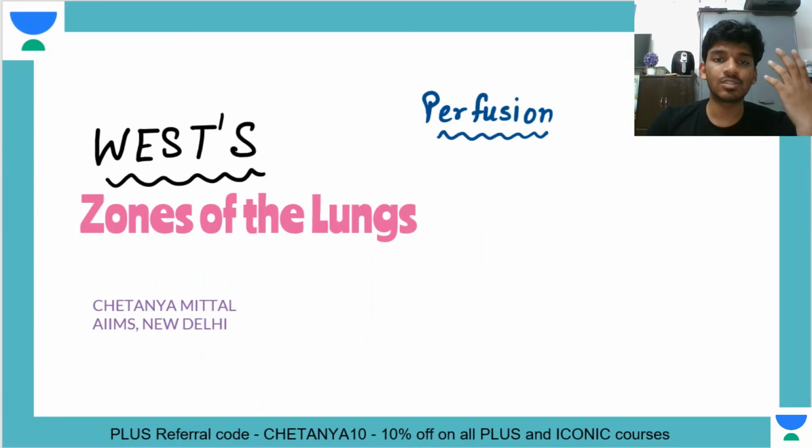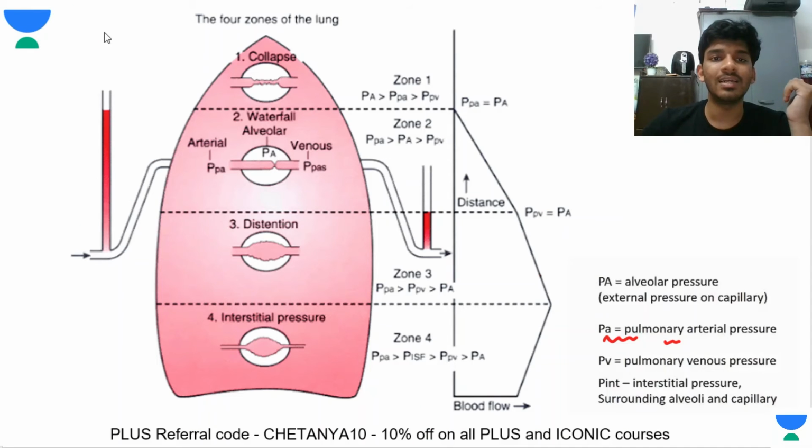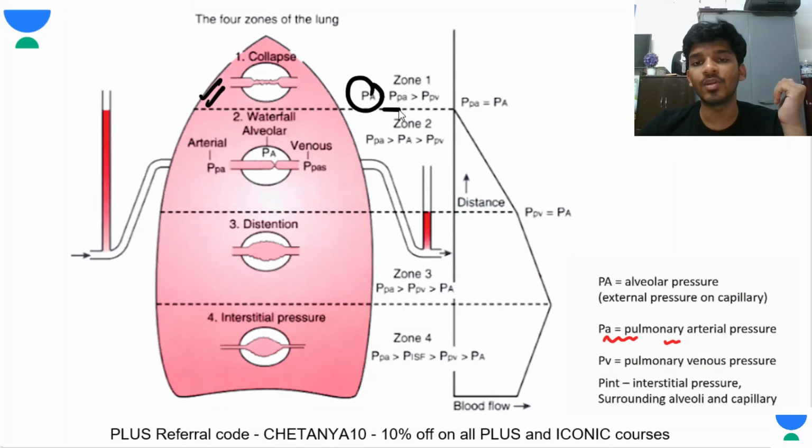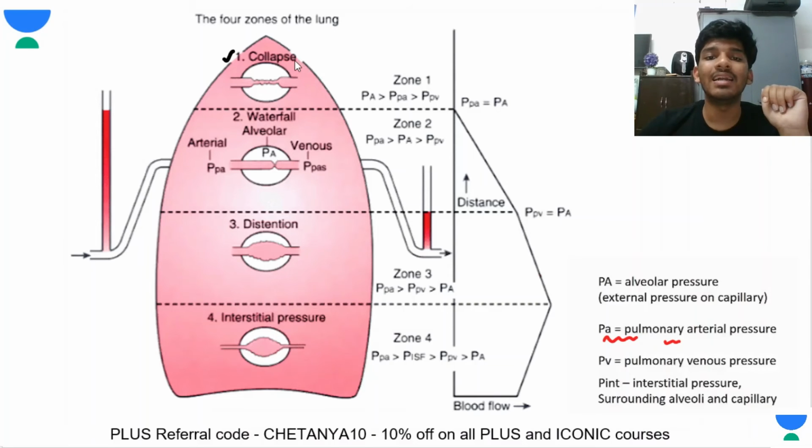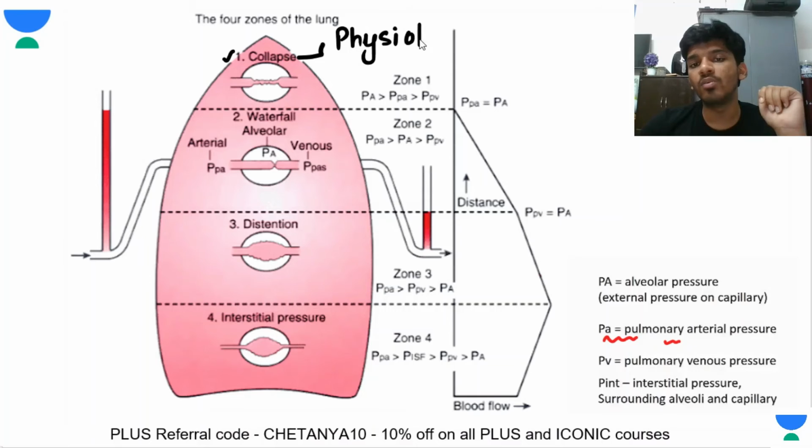Okay. So let's quickly summarize it. Zone 1, we said it is the zone of collapse, where the pressure in the alveoli is greater than the arterial pressure and the venous pressure. Okay. First thing, very clear. Zone 1, zone of collapse. Now you understand why it is called the zone of collapse. Zone 2 is not physiological. It is found in 2 conditions. I've told you where it is found. It is found in positive pressure ventilation, as well as in hemorrhagic shock.